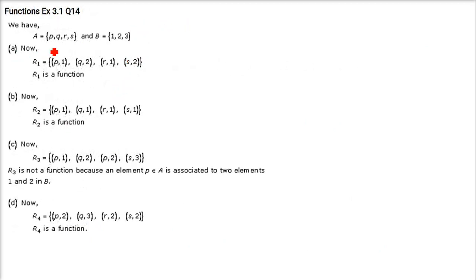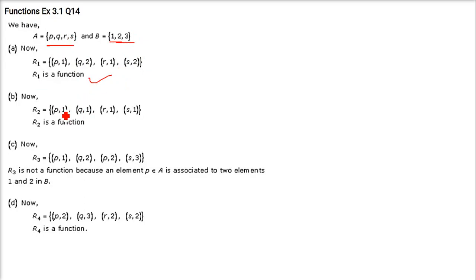Now let A be {P, Q, R, S} and B be {1, 2, 3}. Which of the following from A to B is not a function? It's easy to check now, since we know the function definition quite clearly. First, look at P, Q, R, S. The first members are all different, they are unique and they belong here. The second members 1, 2, 1, 2 belong here. So it is a function.